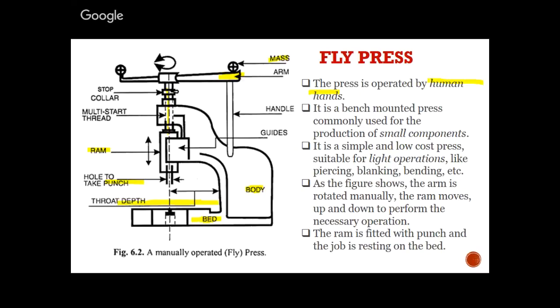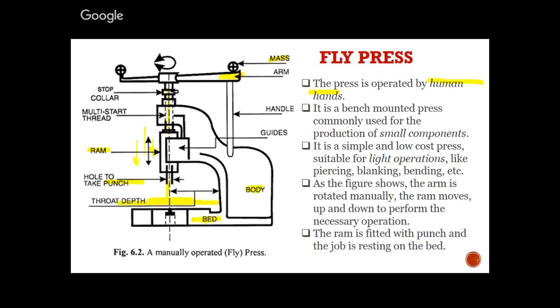When you consider the working condition of this fly press, when you move this arm in a clockwise or anti-clockwise direction, it will move upward or downward. For example, if you move this arm in the clockwise direction, then the screw will move downward, which will further move the ram downward, and the holder of the punch will come down. Here you have the workpiece. When you apply the pressure, a hole of that diameter will be created in the workpiece.